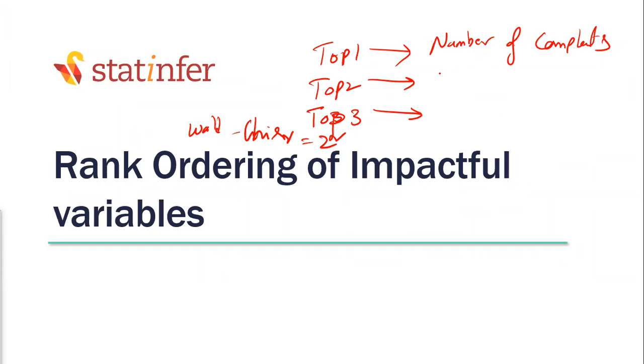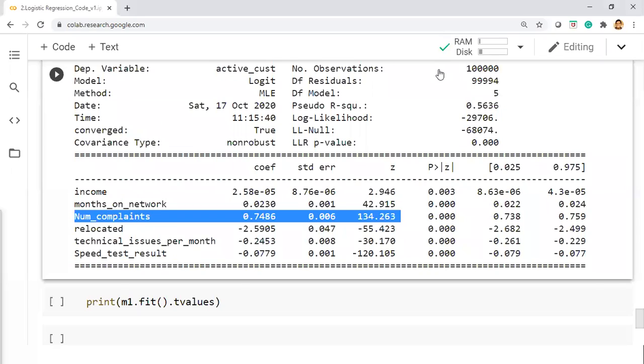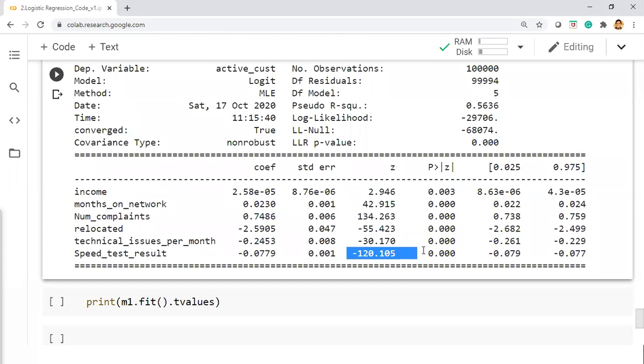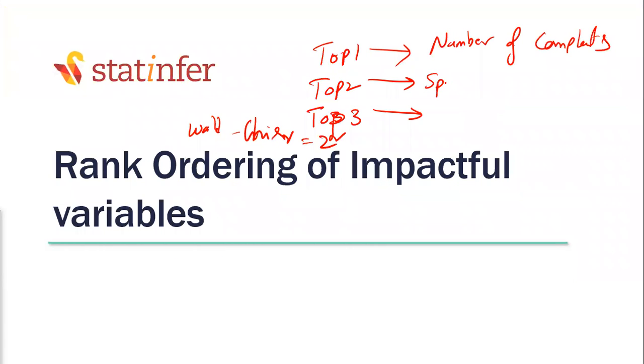Number two, what is the second one? Number two is speed test result. Speed test result. Wald chi-square value is what? Z square. Z, whether it is positive or negative, doesn't matter.